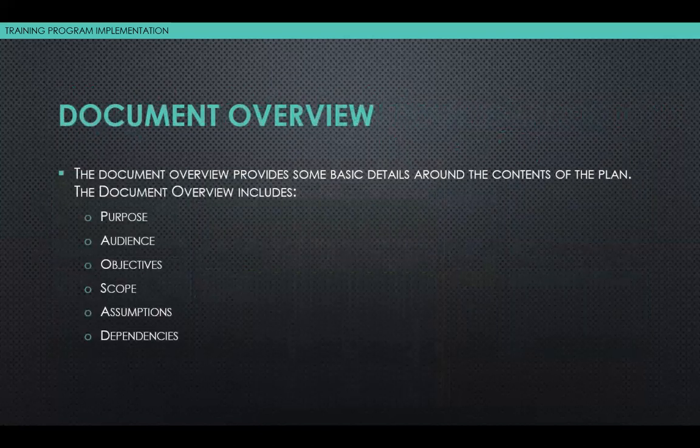Our first section is going to be the document overview, and the document overview provides some basic details around the contents of the actual plan itself. So we're looking at things like purpose, the audience, objectives, scope, assumptions, and then dependencies.